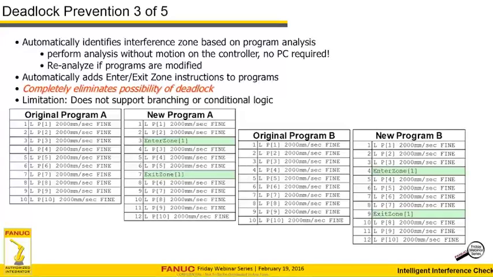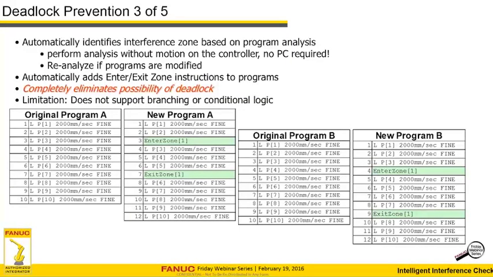So it automatically identifies interference areas. It performs analysis on your controller. If you make changes and you have to reanalyze, it's no big deal. Again, I said it automatically adds the enter and exit zones for you. And the great thing is that it really does completely eliminate the possibility of a deadlock.